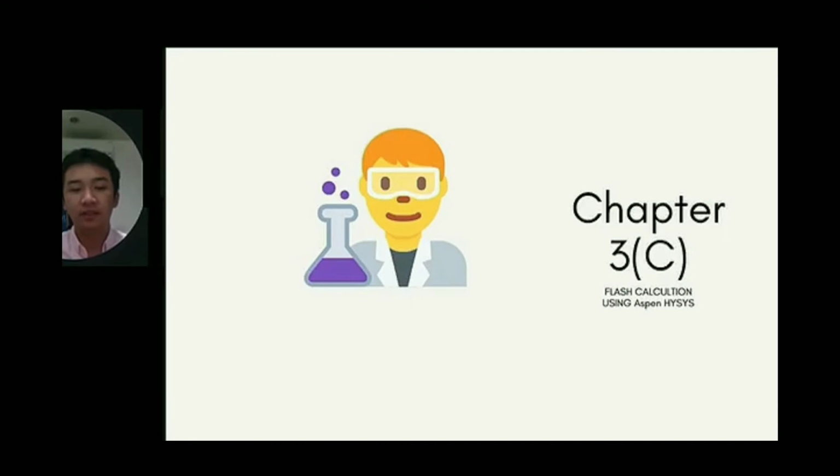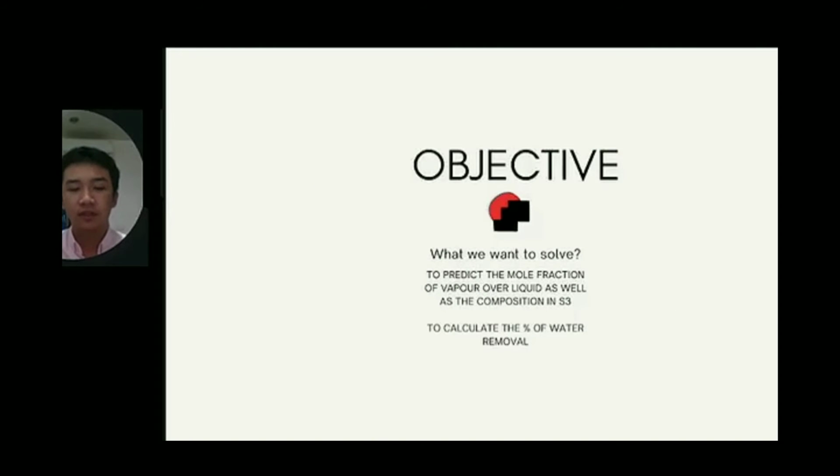Greetings, my name is Jeremy Wilson and I will be presenting Chapter 3 Part C, which is flash calculation using Aspen HYSYS. The objective of my part is to solve and predict the mole fraction of vapor over liquid as well as the composition in S3 using Aspen HYSYS, as well as to calculate the percentage of water removal.